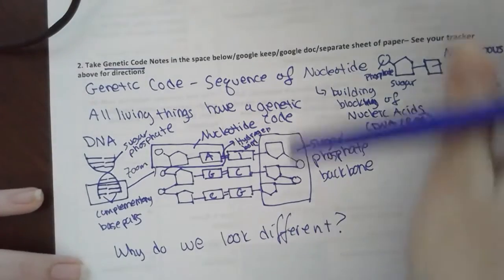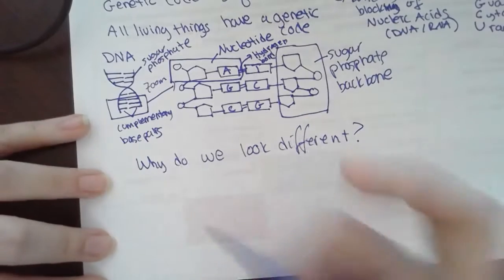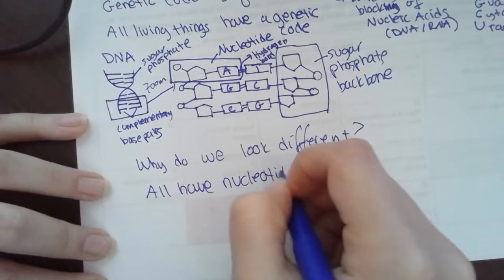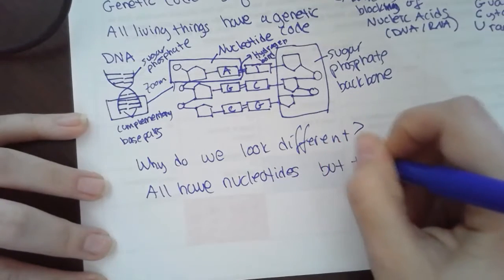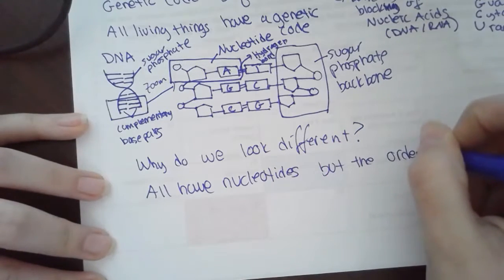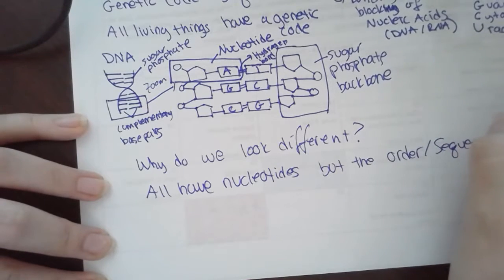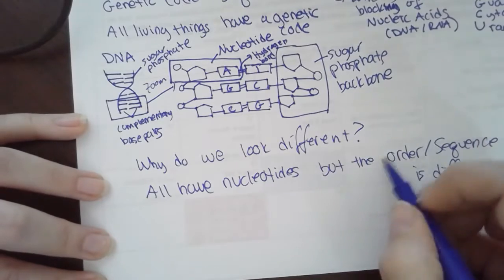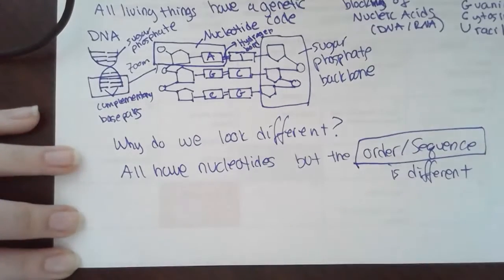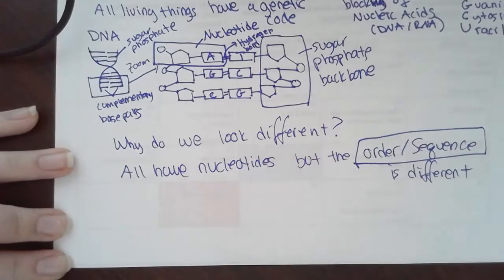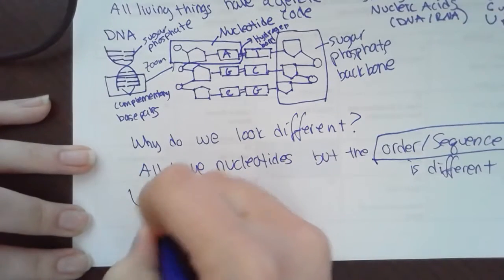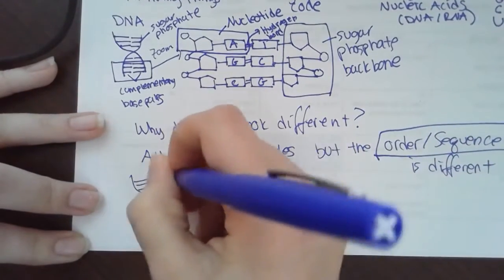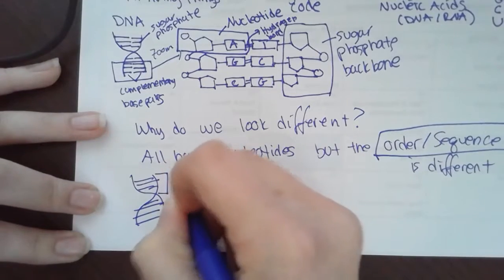Well, we all have these nucleotides. But the order or sequence is different. Okay, order, sequence, these are our keywords. The order or sequence of our nucleotides is very different. So let me give you an example. We all have DNA. So again, here's my super loose drawing, right? If I take a portion of my DNA, just a segment of my DNA, I get a gene.